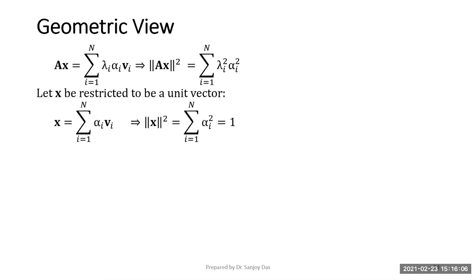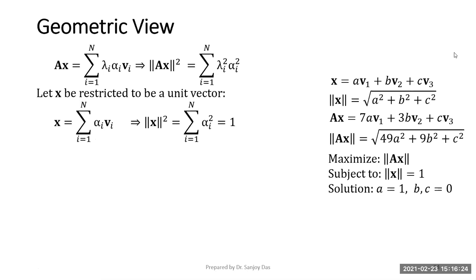Okay, now suppose we restrict X to be a unit vector. So X is a unit vector, which means that summation alpha i squared is equal to 1. So let's say X equals this. We have this problem given to us. X equals A V1 plus B V2 plus C V3. These are the alphas, alpha 1, alpha 2, and alpha 3. I'm just simply writing them as A, B, and C. So the length of X is square root of A squared plus B squared plus C squared.